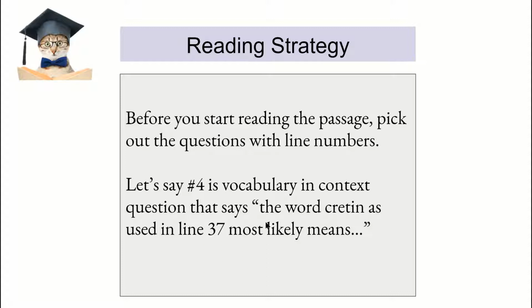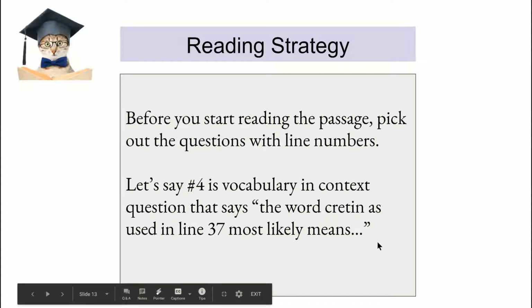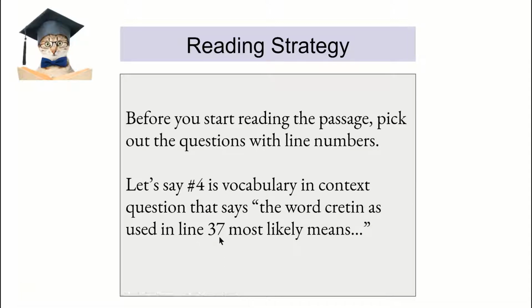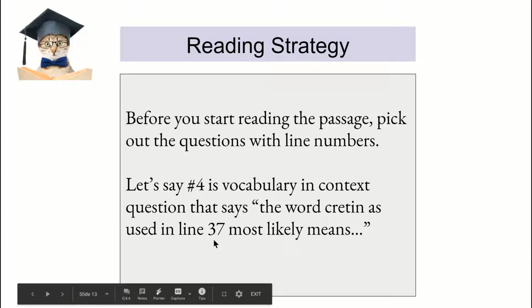And usually those will read something like, the word Cretan, as used in line 37, most likely means blah, blah, blah, A, B, C, or D, right? Here we have a line. So we're going to know exactly what to look for when we start reading the text.